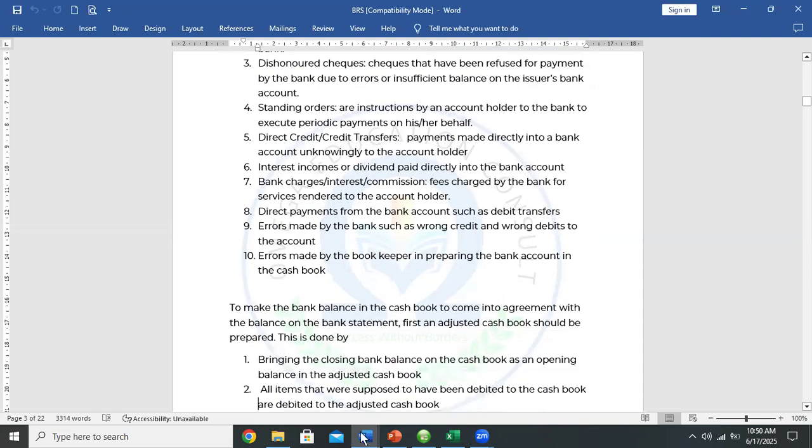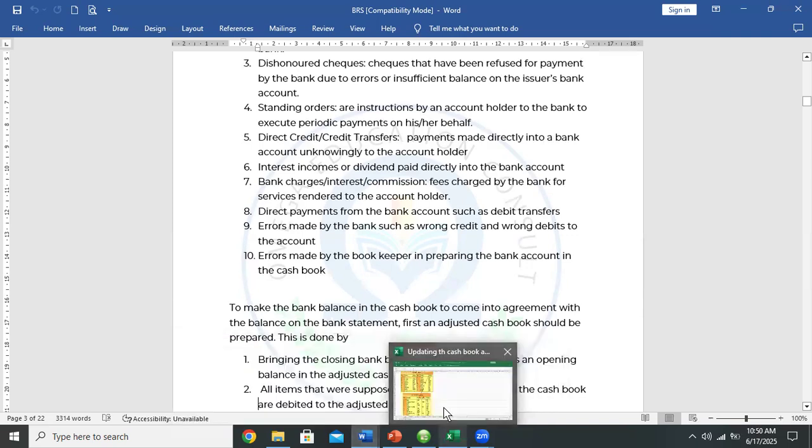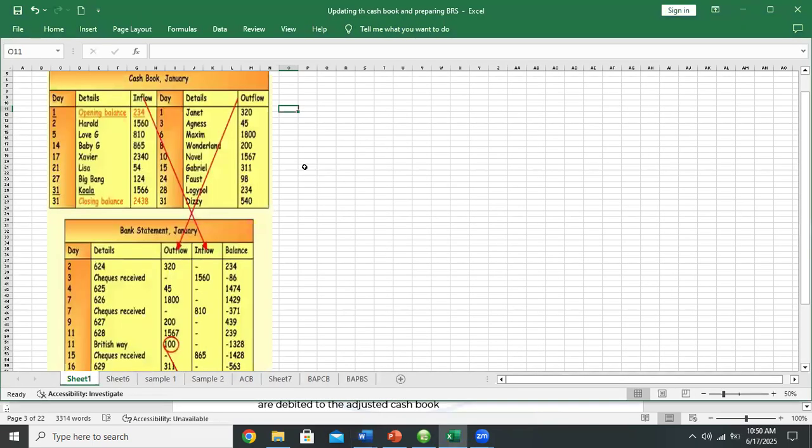Now, it doesn't end there when you know the causes. You then have to look at how to reconcile the two balances. So for the benefit of my other professors, in fact, for the benefit of all of us, I want to do this again, taking the reasons one after the other, and then look at how we do the reconciliation.